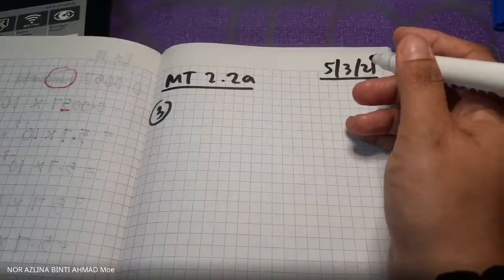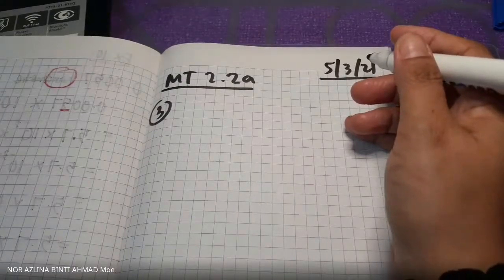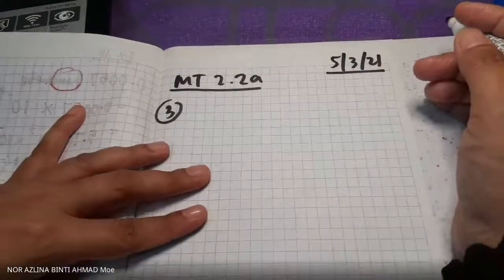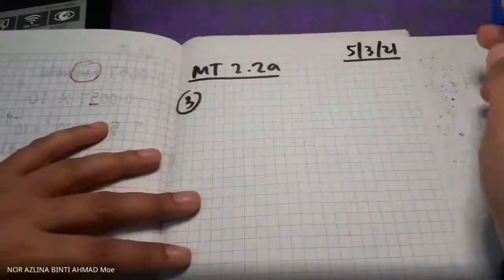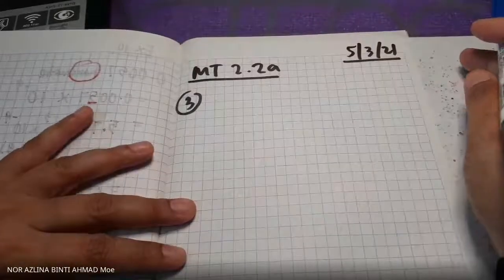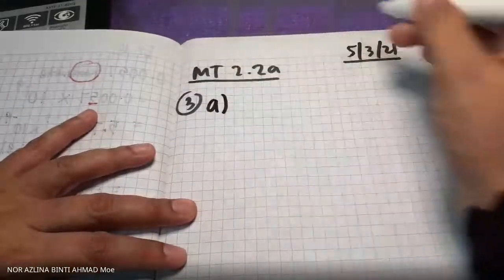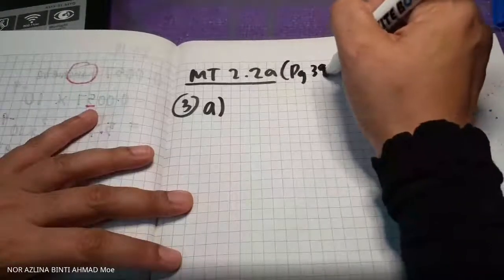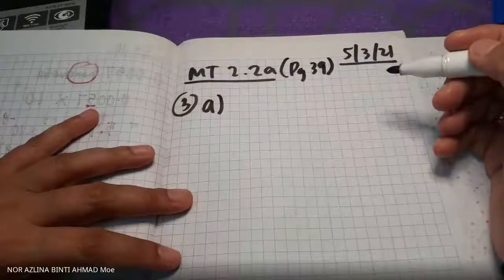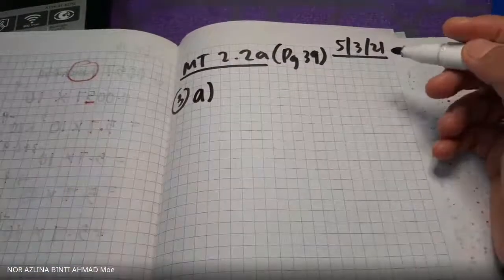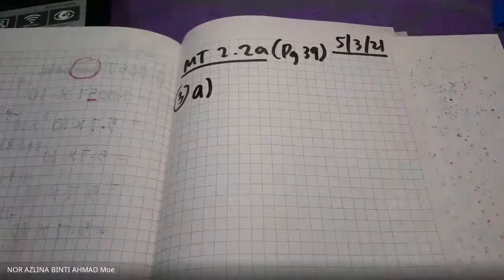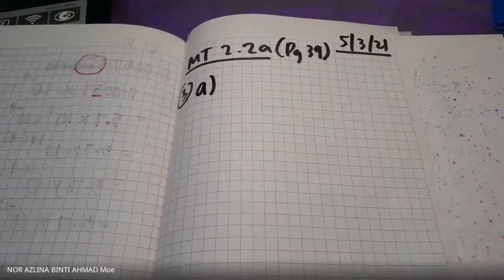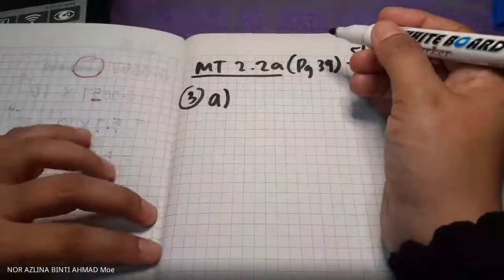Today we start with discussion mind test 2.2a number 3. Okay, for A, page 39. Saya pilih 3 saja, boleh? 3 je saya ambil. Okay, 3A.